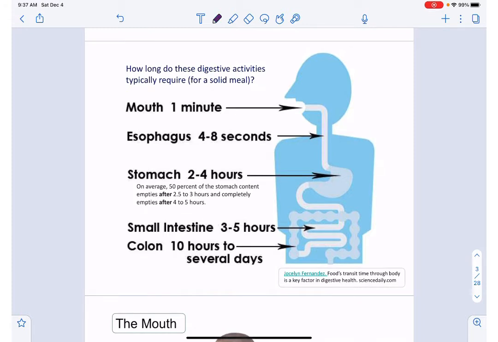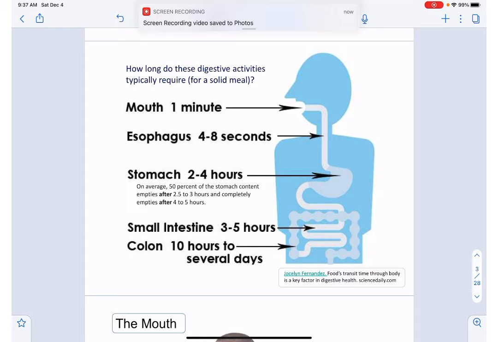And then just lastly, before we start talking about the individual parts of the digestive system, I want to take a look at this because this is telling us how long food stays in each one of these locations. And I think this is important perspective as we go through the digestive tract.